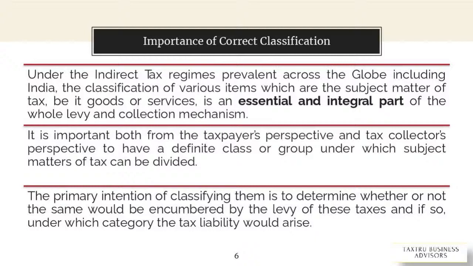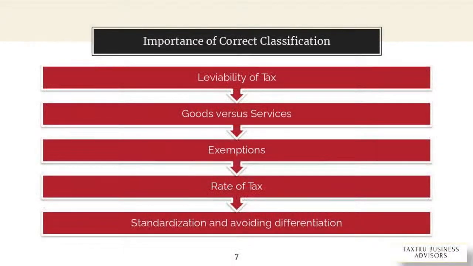The primary intention of classifying them is to determine whether or not the same would be encumbered by the levy of these taxes, and if so, under which category of tax liability would arise. So what is the primary intention? How to classify them and how to determine whether there will be a levy, as per that particular activity being treated as supply of goods, or maybe supply of services. So how that tax liability would arise from the classification. So why is the importance there?